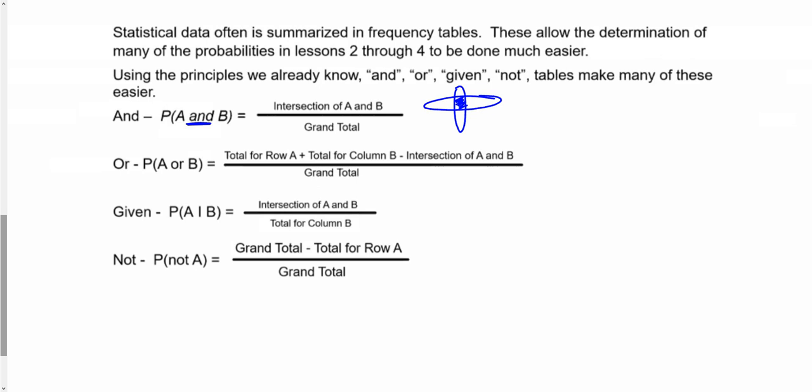If I say an OR, it's going to be helpful to highlight those columns and rows to see if there's any overlap. If there's any overlap, you're going to add the totals from row A to the total for column B. So you're going to add them together, which is what OR means anyways. But then if they overlap each other, you have to do the subtraction of the intersection. And again, it's also over the grand total.